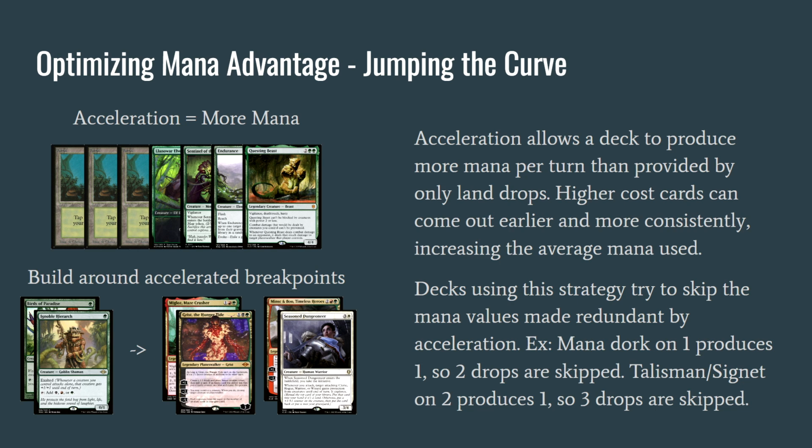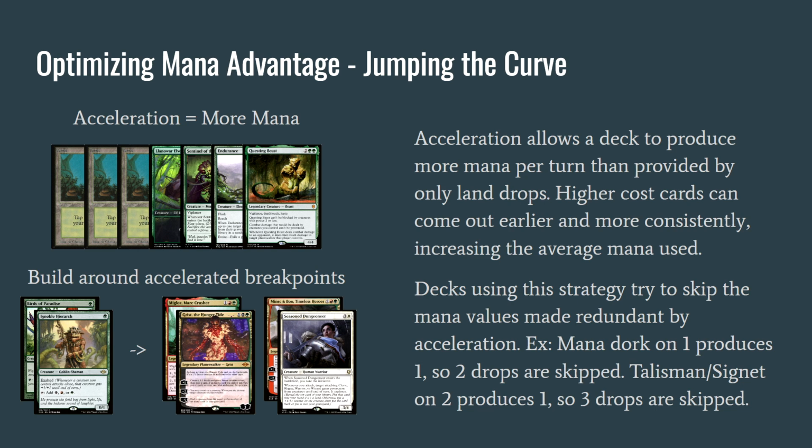They put a mana dork on 1, it produces 1 mana, so that means you're going from 1 to 3, which means you can skip 2-drops. If you've got a deck with a lot of 2-mana rocks, like talismans and signets, they produce 1 mana on 2, so you need fewer 3-drops in your curve. And you can go a little bit further with this. Sometimes you'll go 1 to 3 to 5, so maybe you'll have fewer 4-drops.